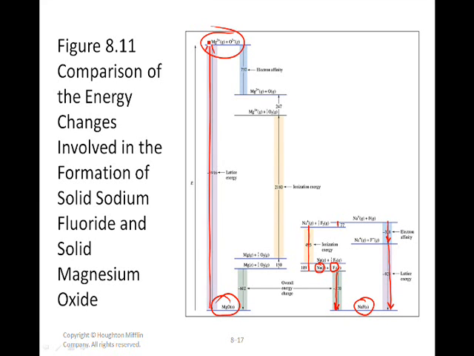And so here with magnesium oxide, very high lattice energy, so we'd expect to have really high melting points. And that higher lattice energy and higher melting point is a result of the greater charge differential. Magnesium oxide is 2 plus and 2 minus, as opposed to sodium fluoride, which is 1 plus and 1 minus.